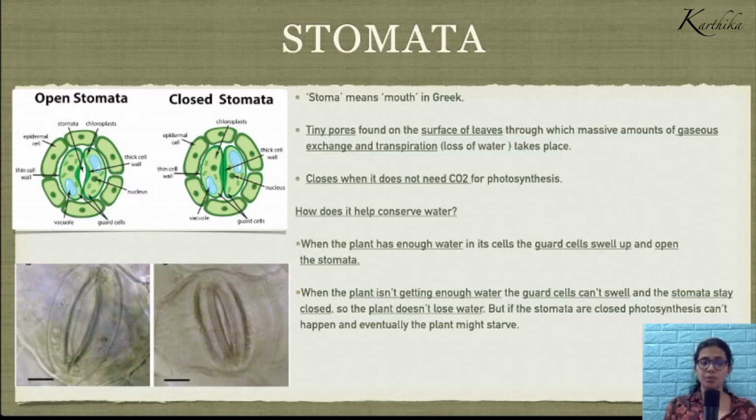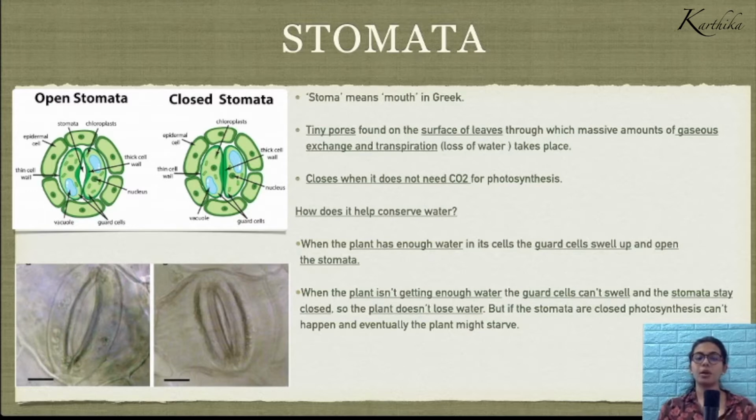You can see in both the pictures where the stomata are open that the guard cells are big. That's because they have swollen up, because there is enough water in the cells. So, they have swollen up and opened. Now the plant can easily take in carbon dioxide for photosynthesis, and it does not have to worry about losing a little bit of water through transpiration because there's enough water.